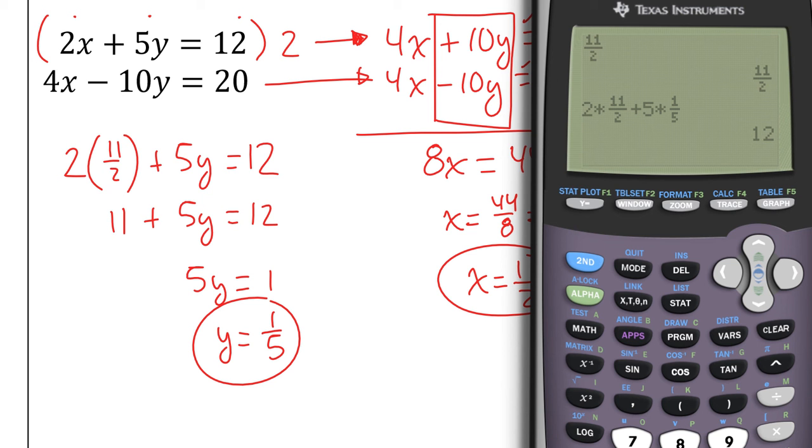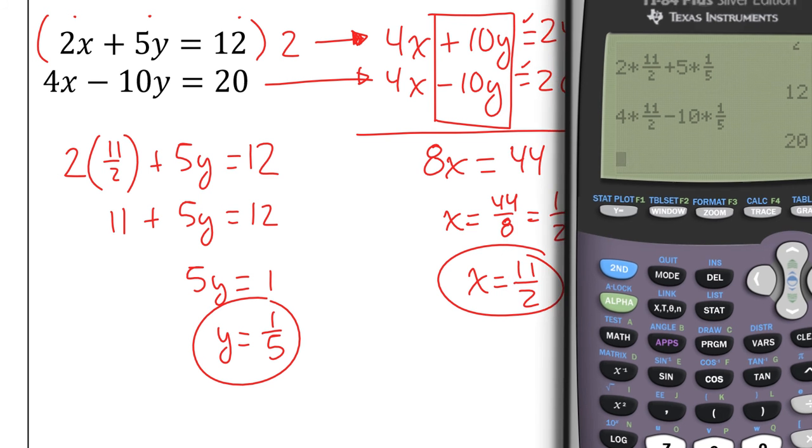Let's do it for the second equation. So again, 4 times, I'm going to go get my 11 halves, and then I'm going to subtract from that 10, and then I'm going to multiply that by my value of y, which is 1/5. Let me go grab that from the stack. So there you can see I've got 4 times 11 halves minus 10 times 1/5, and this should be the number 20. And yay, it is 20, because that's 22 minus 2. Yep, it's 20.